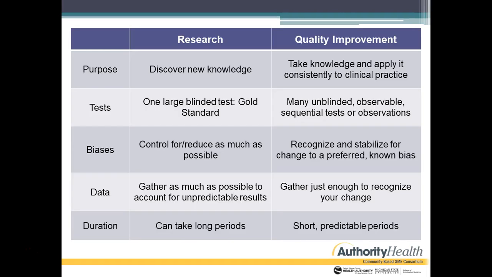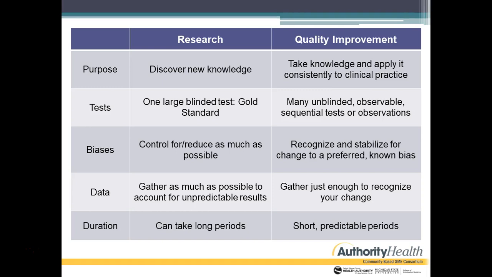One last thing we're going to go over: the difference between research projects and quality improvement, or research and quality. A lot of times residents come to me and they say, oh, I have a QI idea and it's really research, or vice versa. So let's just quickly go through this. So the purpose of research is to discover new knowledge. You have a hypothesis you're going to control and you're going to test for it and you're going to see if there's new knowledge gained.